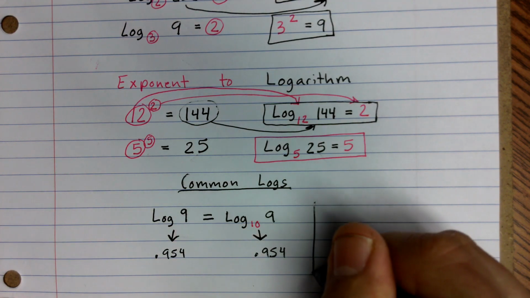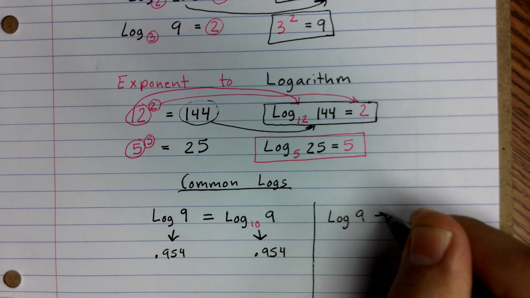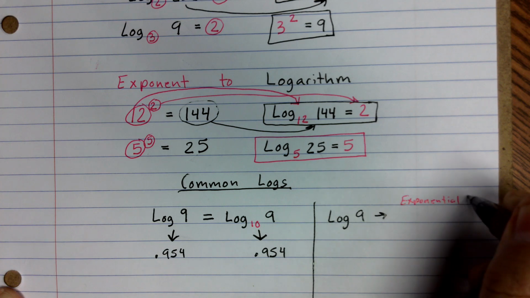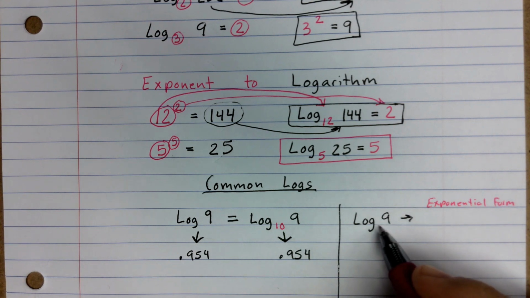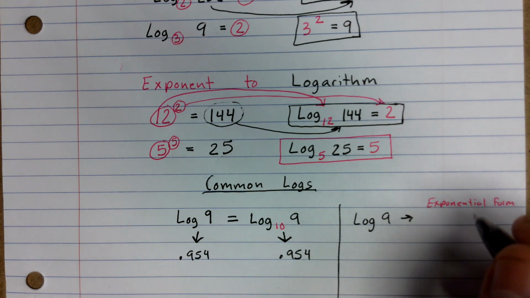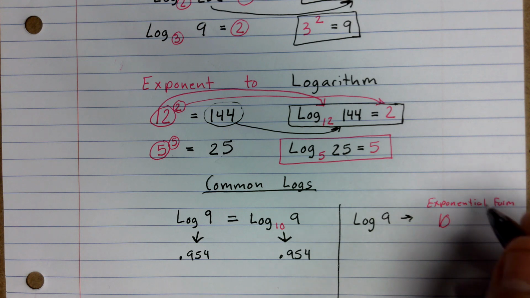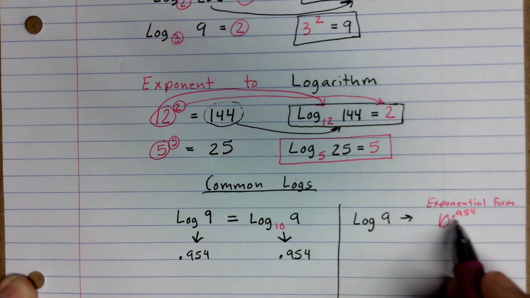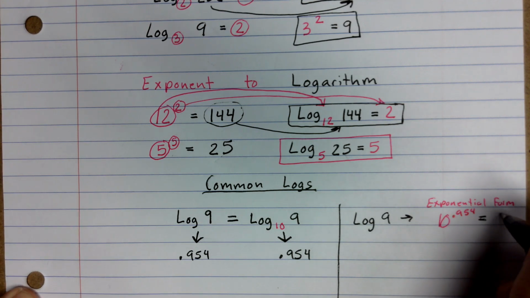So if somebody gave you, just for an example, let's say it was a bonus question, and they said, tell us what log 9 is in exponential form. If you wanted to write that in exponential form, you'd just have to remember that there is a 10 down there. So you would simply write 10 to the power of 0.954. Of course, I just rounded that, I didn't put the whole answer. 0.954 is going to be equal to 9.